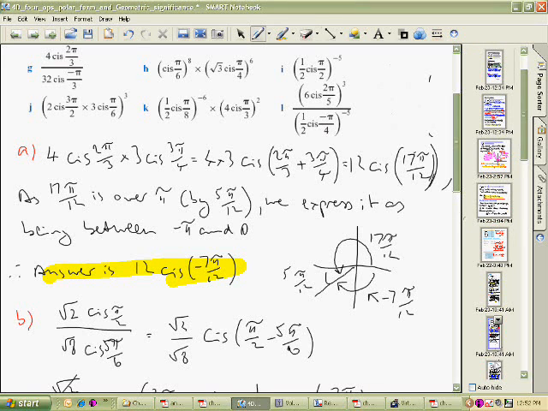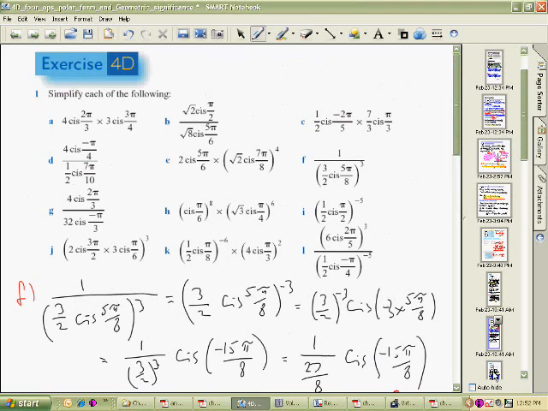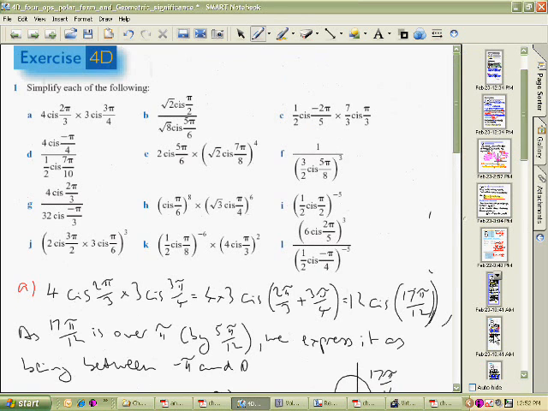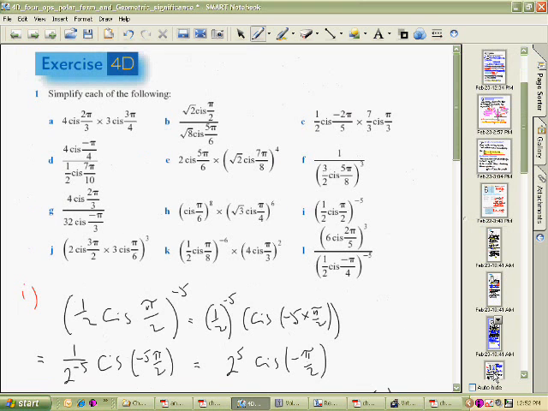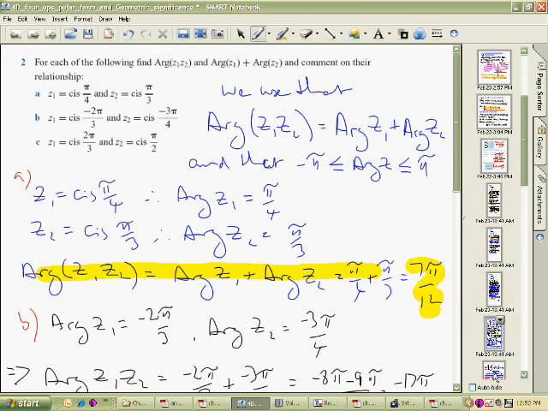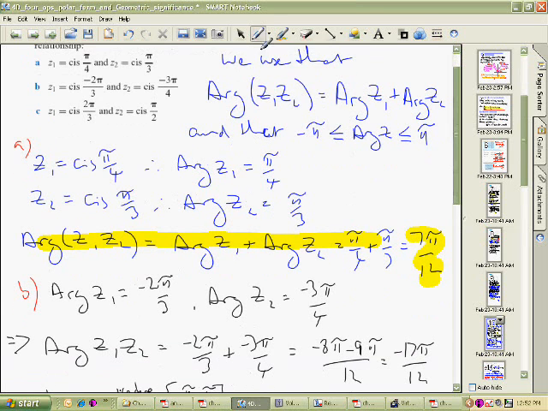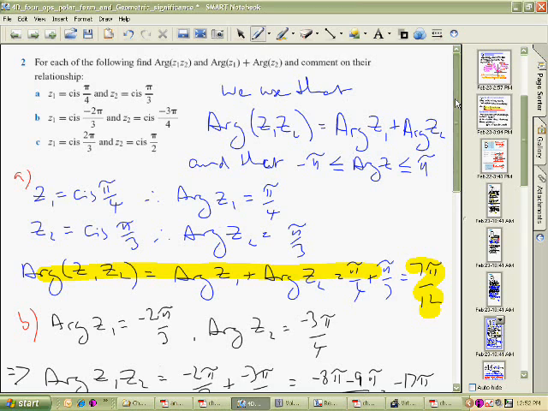Moving along, that was a continuation of the first question, still more of that, still the first question. This one in here, it's only asked you for the argument. For each of the following, find that. It only wants the argument.